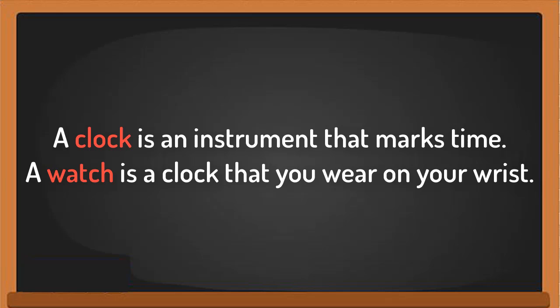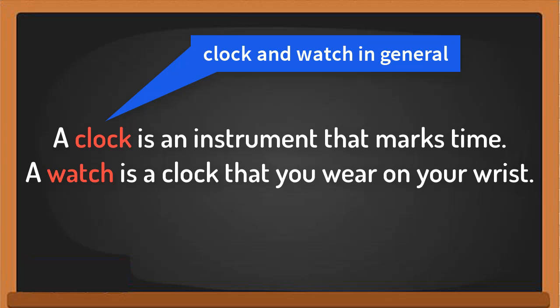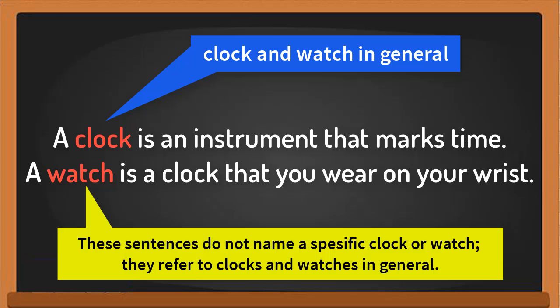Okay, the clock and the watch here are not talking about a certain clock, but clocks in general. These sentences do not name a specific clock or watch. They refer to clocks and watches in general. So we don't know which clock or which watch. So it can be any clock or watch. It's not clear.